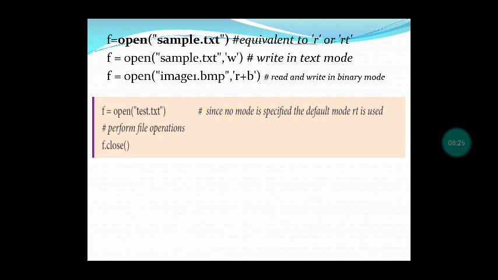And in this next example, that is open('test.txt'), f.close(). As I already said, first you have to open the file and perform the read and write operation. Finally you have to close the file. For that purpose we have used f.close().